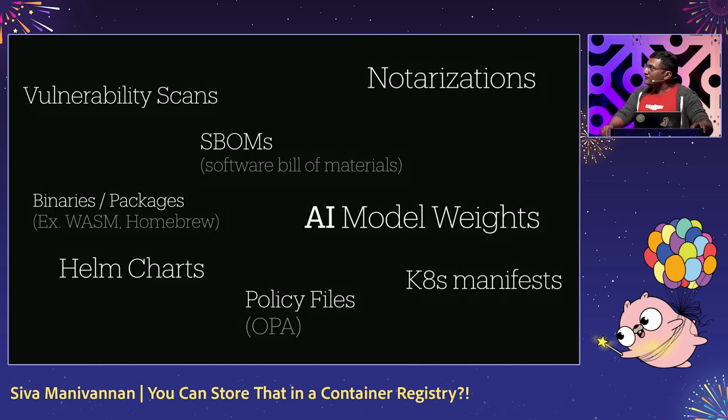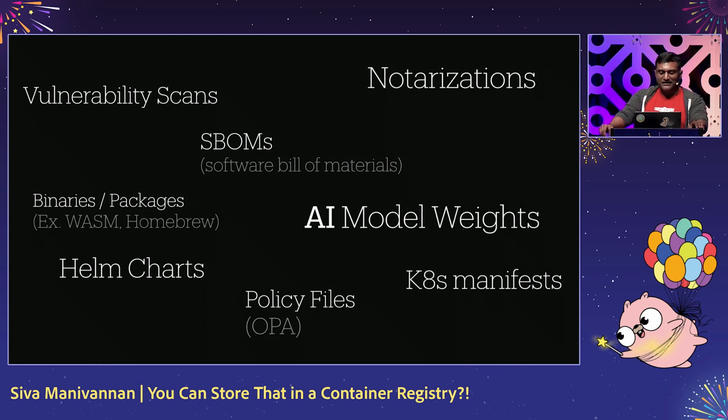But ever since the origin of container registries in 2015, people have been abusing them, because we want certain artifacts to follow our container and app images. So some of the things that people have been storing in container registries include software bills of materials and binaries. Believe it or not, if you use either WASM or Homebrew, you're actually pulling some of those packages and binaries from container registries. Surprises a lot of people.